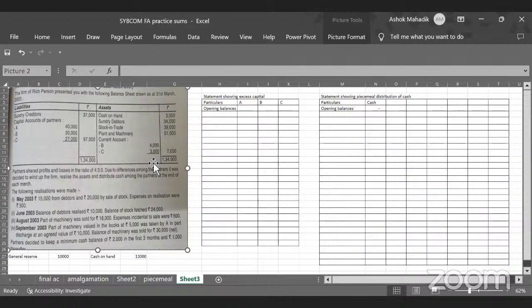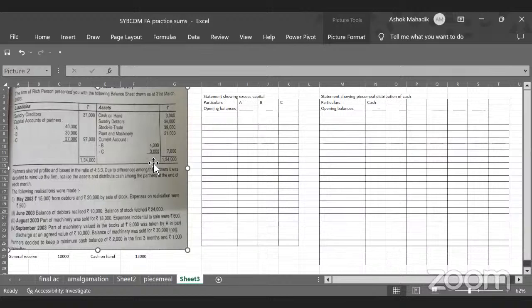Partners decided to keep a minimum cash balance of 2,000 in the first 3 months and 1,000 thereafter. So first 3 months, April, May, and June, shall we suppose? So for April, because our balance sheet is on 31st March, the realization started in April, we suppose. So for April, May, and June, we'll keep a minimum cash balance of 2,000, and the rest we will use for distribution among the liabilities. Clear, students? And thereafter, from July onwards, we'll keep only 1,000 as balance with us, and the rest we will distribute. But in the last month, we have to distribute everything. We can't keep anything with us. Clear? I hope this is clear.